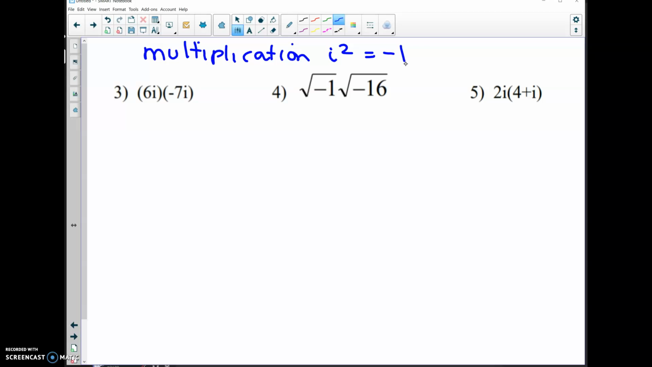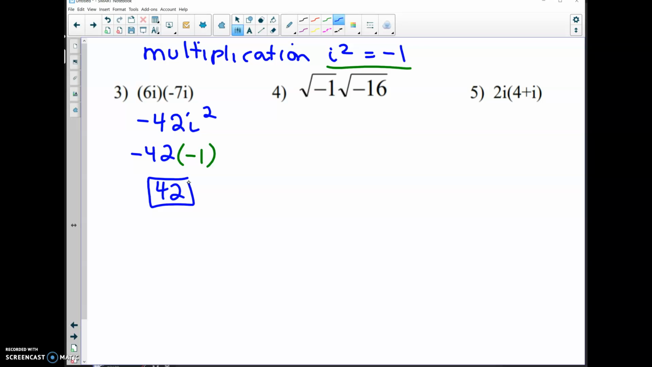So for number 3, 6i times negative 7i would be negative 42i squared. But i squared is negative 1. So we have negative 42 times negative 1. So your final answer for this one is 42.